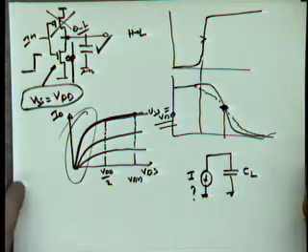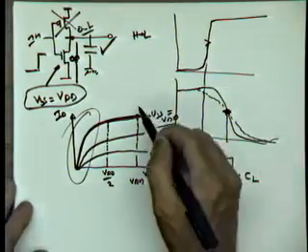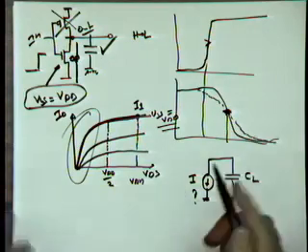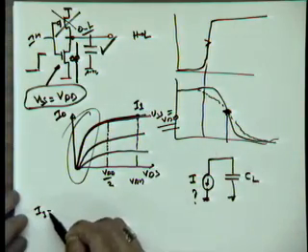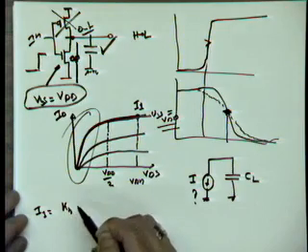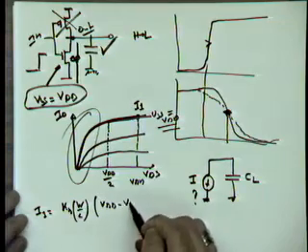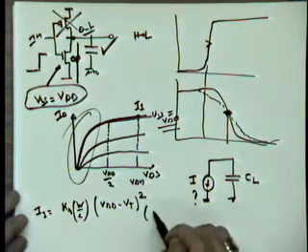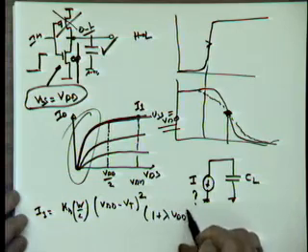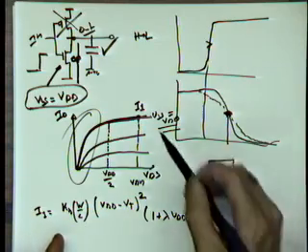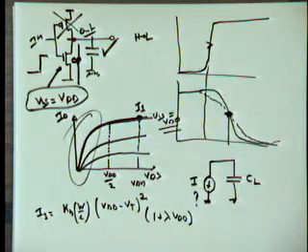A couple of options, but here's the simplest one. At this point in time, I have a current called I1, which I can compute. If I assume that we don't have velocity saturation, this would be equal to KN W over L times (VDD minus VT) squared times (1 plus lambda VDD). Right? Because the VDS at that point in time is equal to VDD. That's my equation of the current at this point. As I said, I'm assuming it's not a velocity-saturated device, for simplicity.